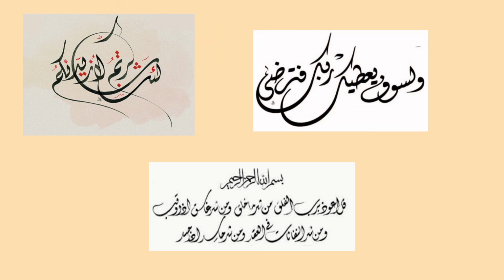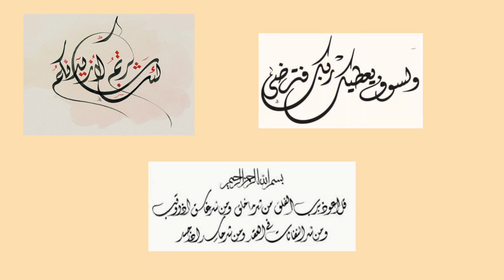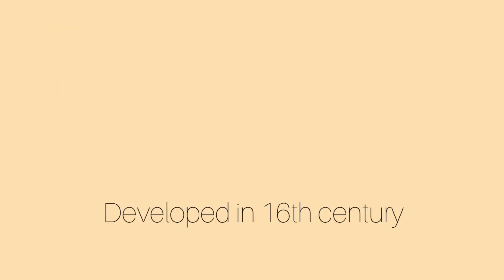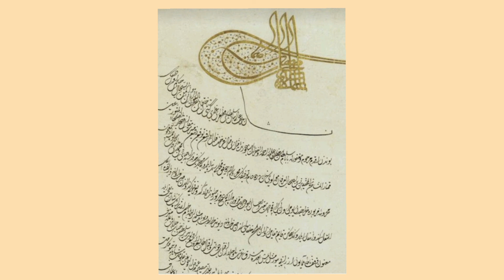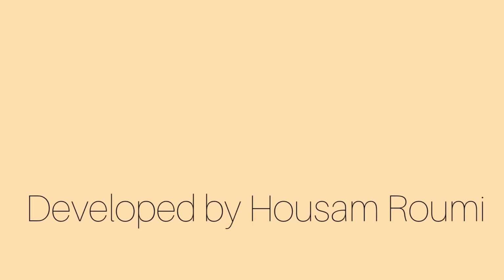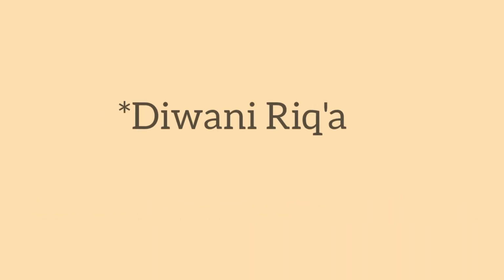This style has a beautiful harmony and has a high artistic value. It was developed in the 16th century and mostly used in Ottoman divans. Due to its difficulty in writing and reading, it is mostly used for writing resolutions and royal decrees. In previous times, nobody knew its rules except the masters. The pioneer of this script is Hosam Rumi.